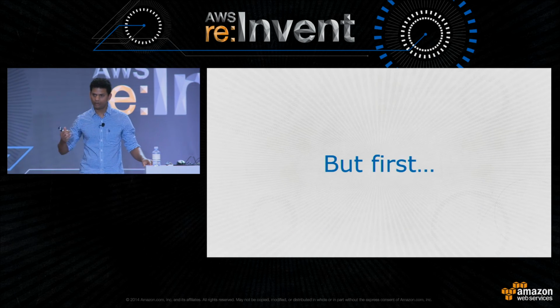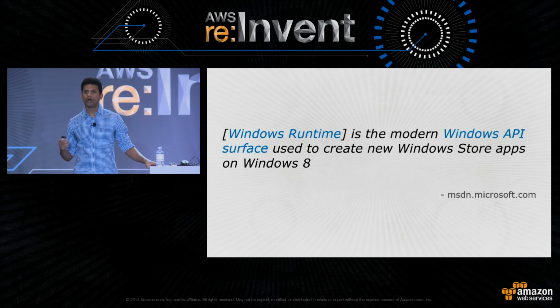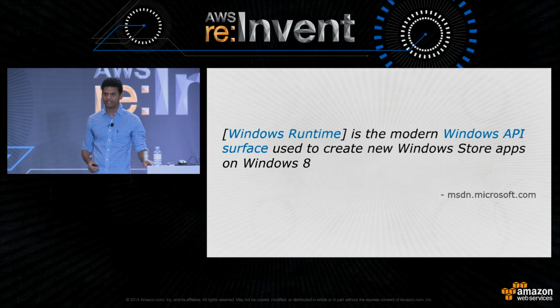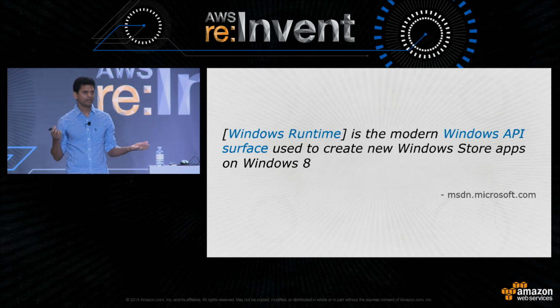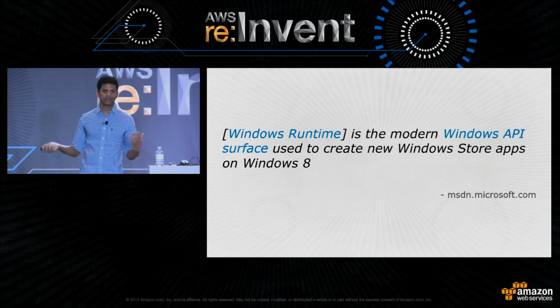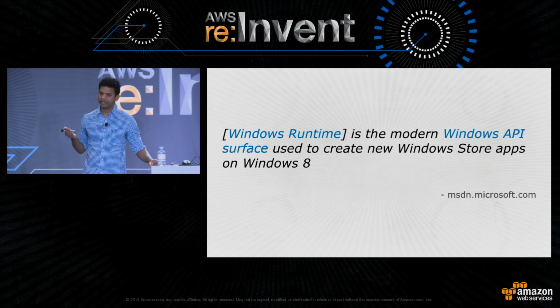So for those of you who don't know what Windows RT is, Microsoft describes it as a modern Windows API surface that is used to create new Windows Store apps for Windows 8. But very simply, it's a unified runtime that allows you to build hybrid applications. So for instance, you can build part of your application in C# and part of your application in JavaScript and mix and match. And you still have access to the same API that is exposed by the Windows runtime. That's really powerful because you can build a variety of applications, and that's what we've done here.